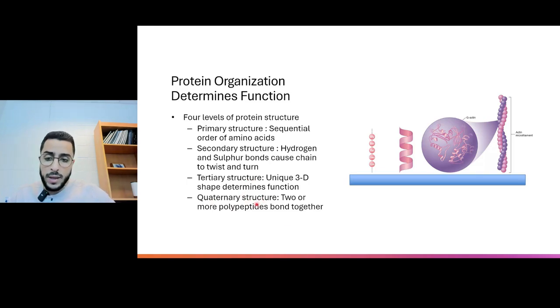What I mean by that is, if you take a look here at actin, these actin filaments, in this case here, this is a dimer. So it's two actin proteins of a tertiary structure that then interact together and form this dimer here. Okay, this is a quaternary structure.